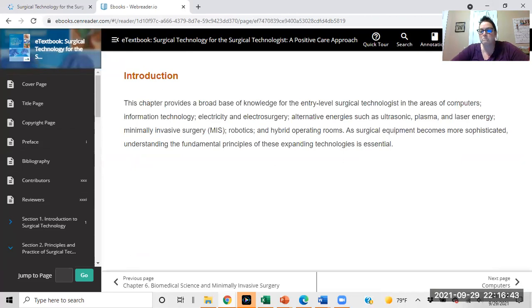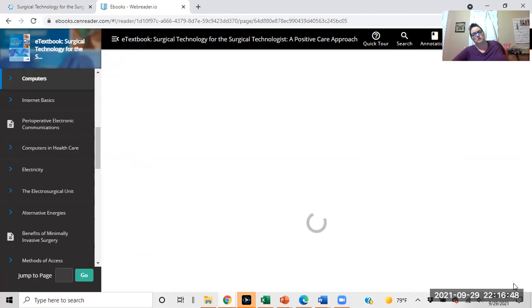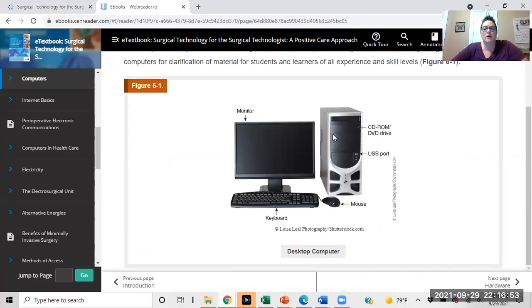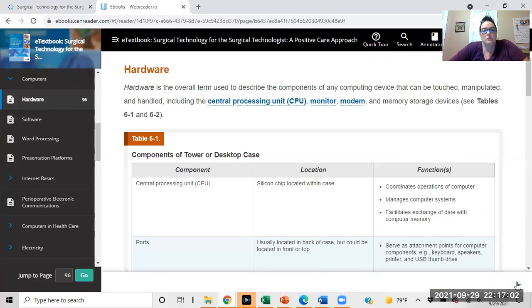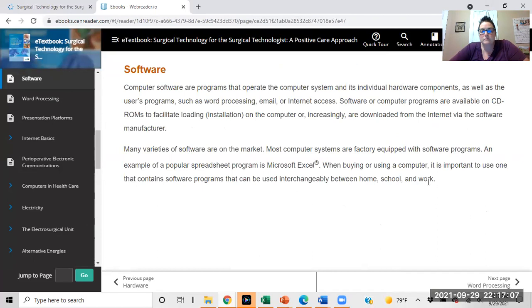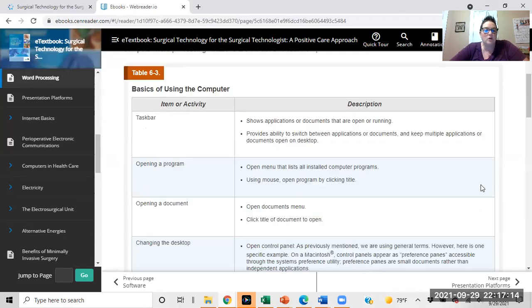Let's get to the computer page in the book. There's your tower, there's your monitor, there's your keyboard, mouse, hardware. So you're going to be able to read through this really quickly and get a really good understanding of it as well. So here we're looking at the basics of a computer.